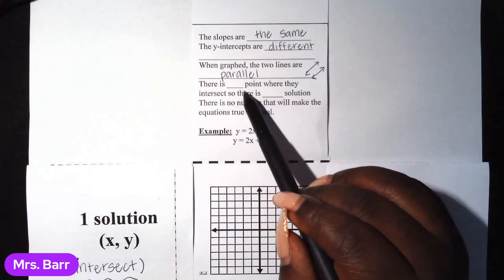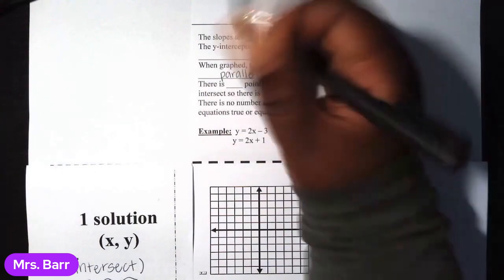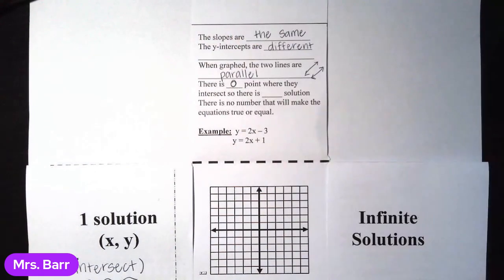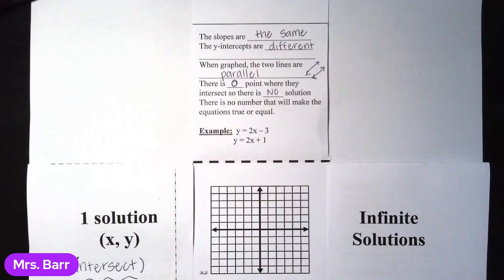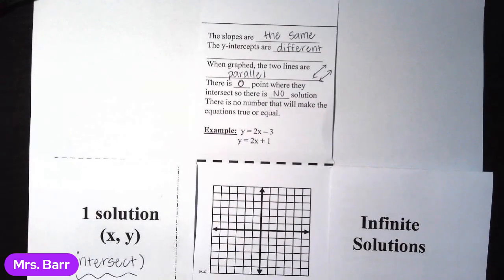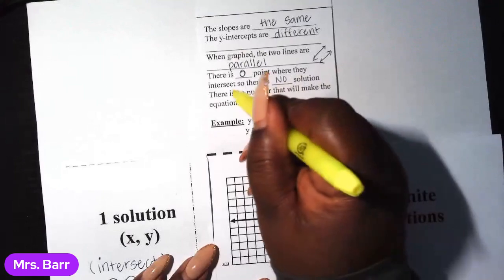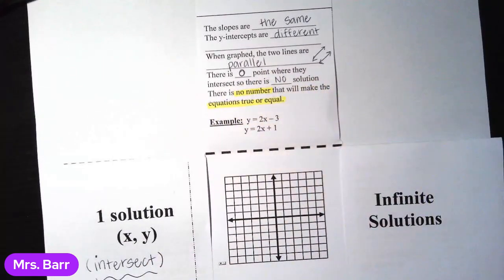There is a blank point. Well, if it's no solution, is there any point? No, right? There's no point where they intersect, so there is no solution. And then, like it says here, I'm going to highlight this. There is no number that will make the equation true or equal. No number, because there's no solution, okay?